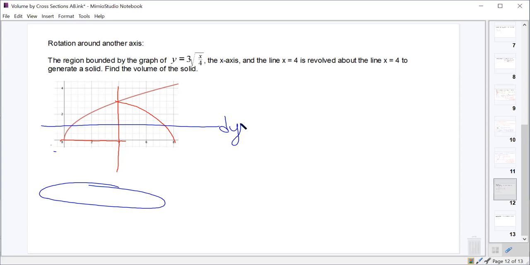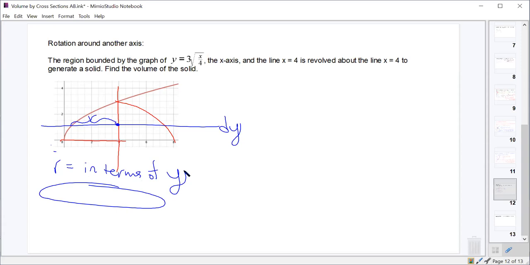Well, what do we need to figure out then? We need to figure out the radius. Isn't that the radius? The radius of any of these circles is going to go from the function to the line x equals 4. Do you all agree with that? And we need to figure out the radius in terms of what variable? In terms of y, because we got to do everything in terms of y, because it's dy. We sliced it horizontal.